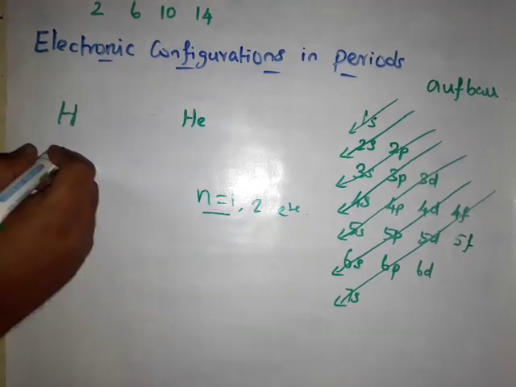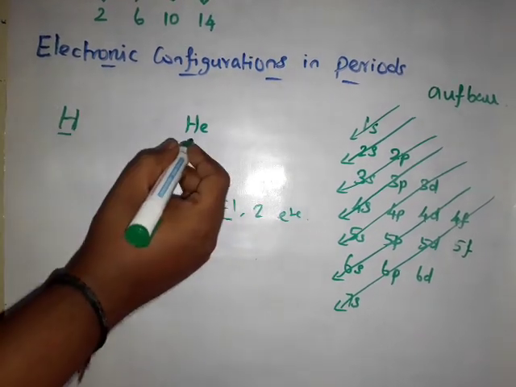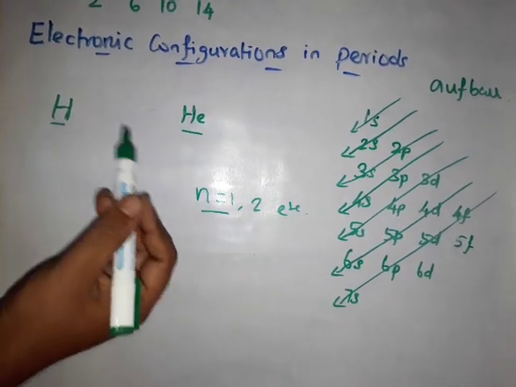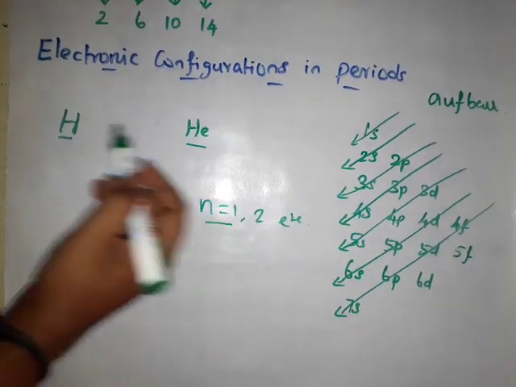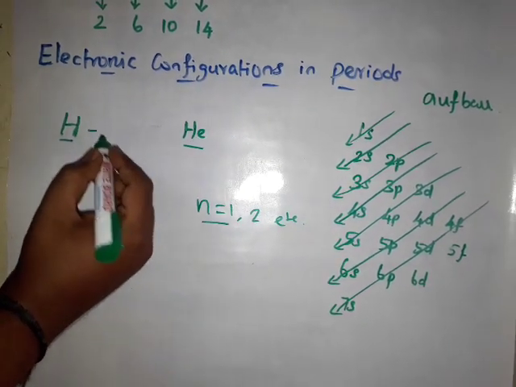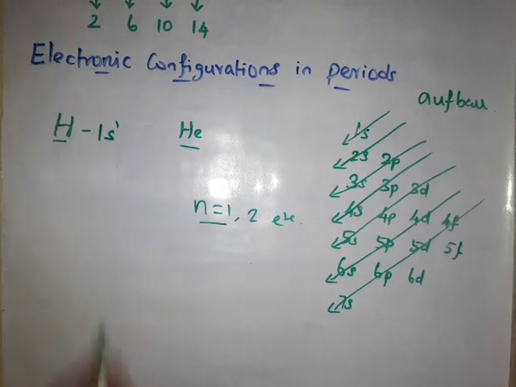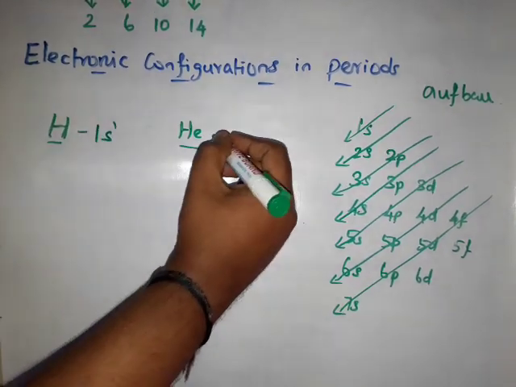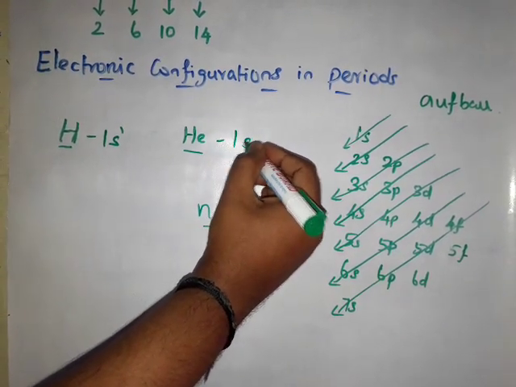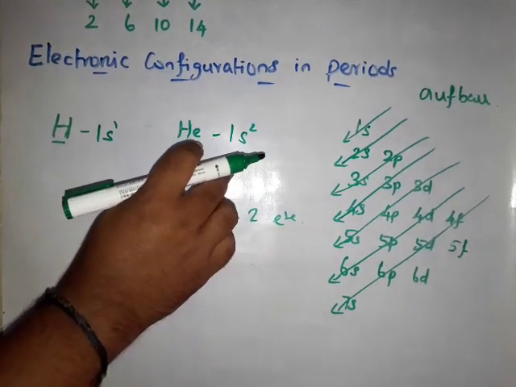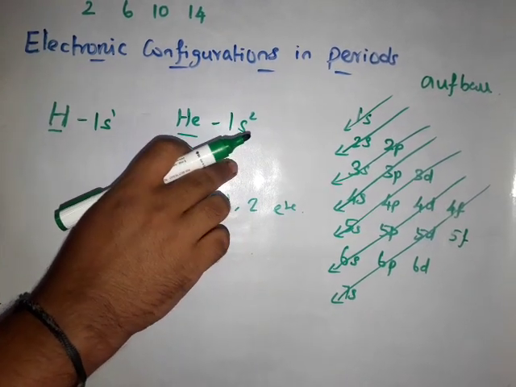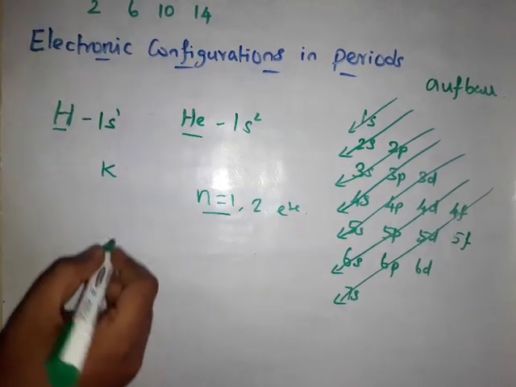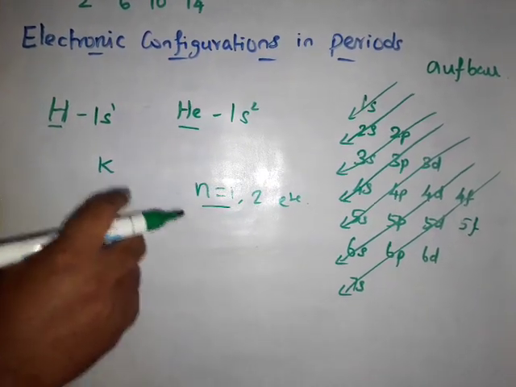The first period has the elements hydrogen and helium. For the s orbital, the maximum number of electrons is 2. Hydrogen's atomic number is 1, so it is 1s1. Helium's atomic number is 2, so the electronic configuration is 1s2. This means the K shell is complete. The first shell K is completed.